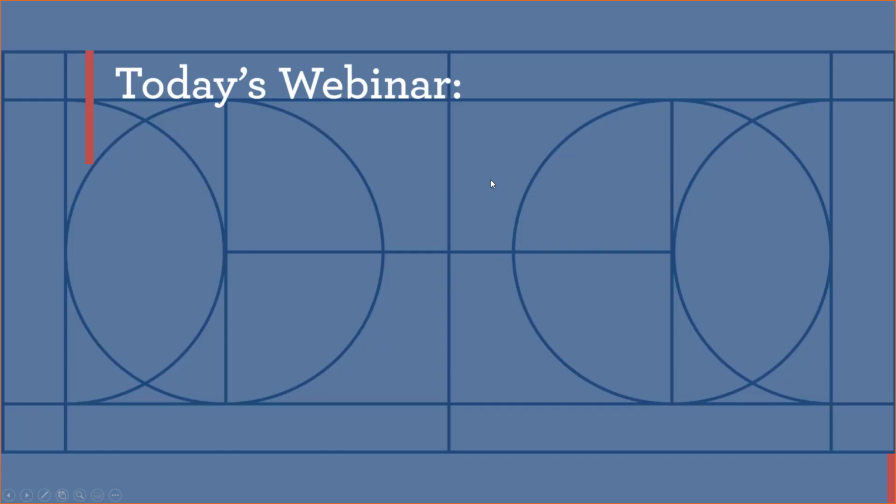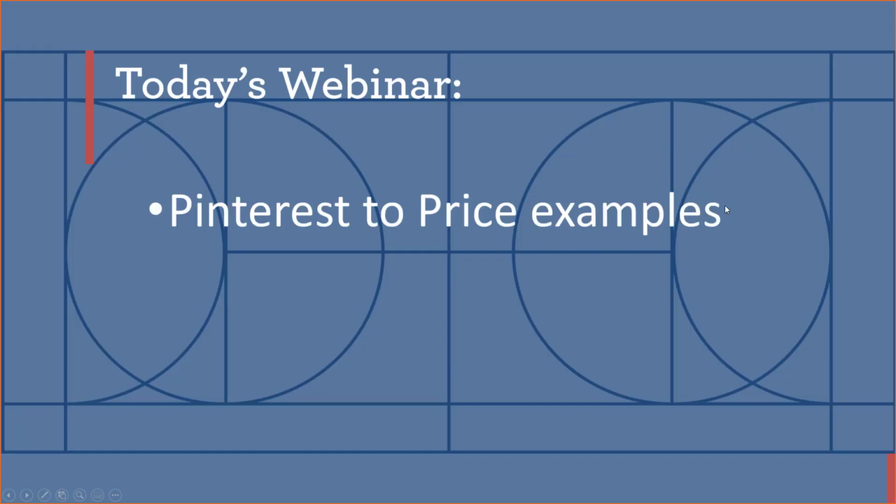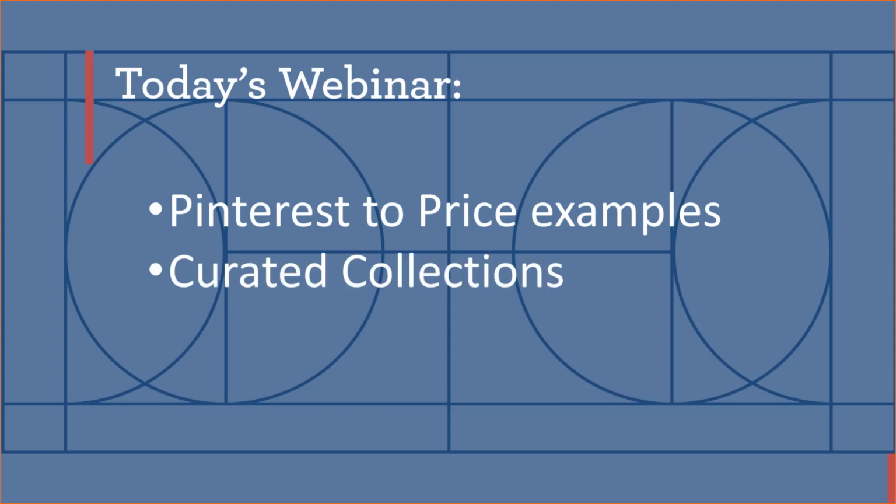In today's webinar, we've got quite a few things that we're going to discuss. We have our Pinterest to price examples, which is where I find some trending styles on Pinterest, and we talk about how we can create those styles in CounterSketch so that we can be sure that we're providing the most on-trend designs for our customers, and that it's really easy to translate those images that are walking into your store into something that you can actually sell, even if maybe you don't have it in your showcase. Next, we're going to talk about curated collections.